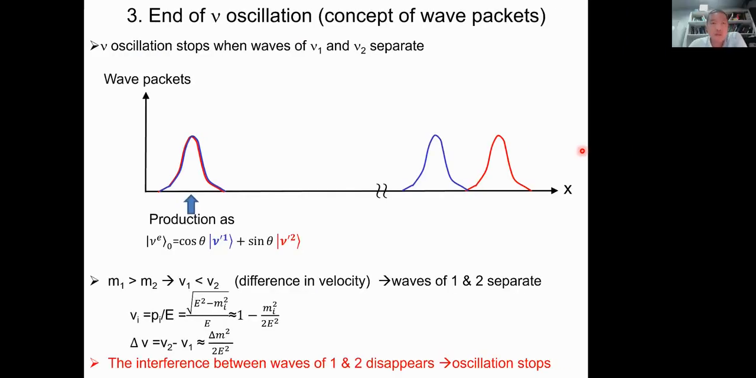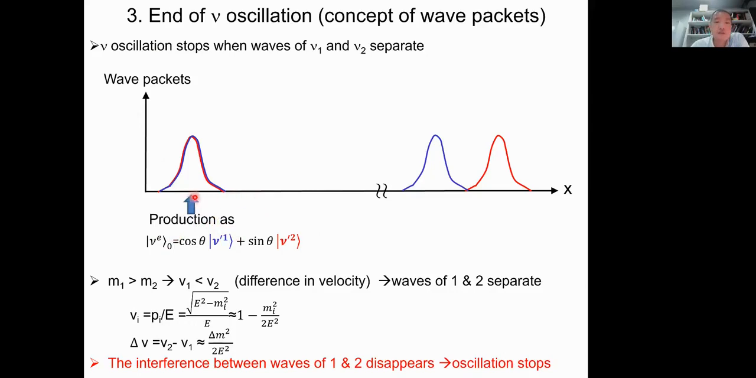Next, let's mention the end of neutrino oscillation. Neutrino oscillation stops when waves of mass eigenstates 1 and 2 separate. This figure shows the evolution, or propagation, of wave packets of mass eigenstates 1 and 2. Assume that an electron type neutrino is produced here, and because of the neutrino property, the flavor eigenstates are described by the linear combination of mass eigenstates 1 and 2.